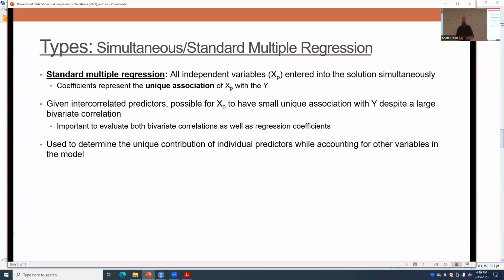This is also going to be a nice way to ferret out things like suppression effects. If I've got a strong positive correlation with my outcome, but in the context of my regression, I've got a modest negative association, it sounds like something's gone through and flipped around, right?